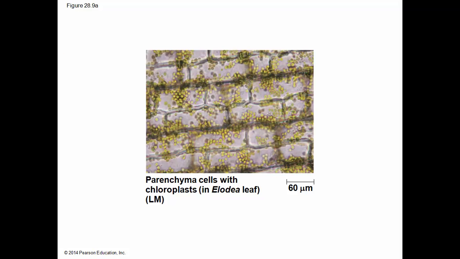Okay, here are chloroplasts inside the parenchyma cells of Elodea, which is a common water plant. If any of you have aquariums, you may be familiar with Elodea. It's a very common freshwater plant. And here you can see the structure of the cells. These are the parenchyma cells.